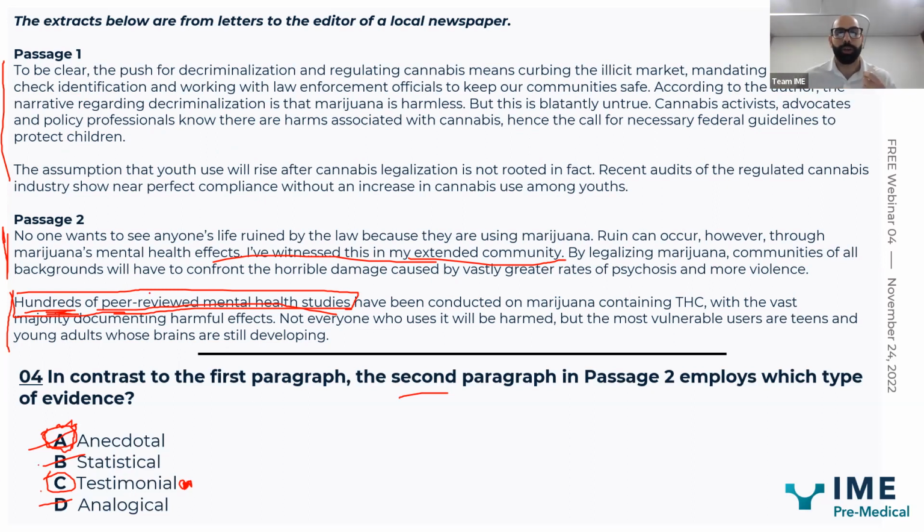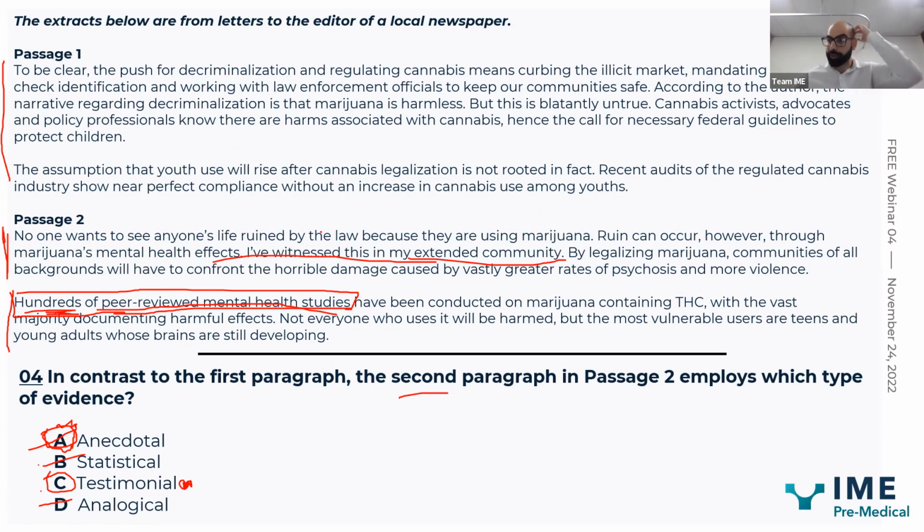Whereas passage 2 starts off with anecdotal, and then it goes into testimonial. So it starts off weak. If you were to analyze this, you can see, if you're starting off an argument with something that's anecdotal, it just sounds like it's a weak argument.